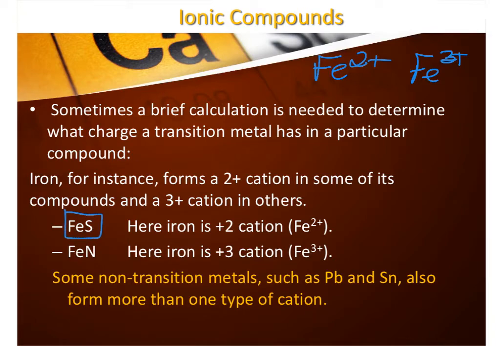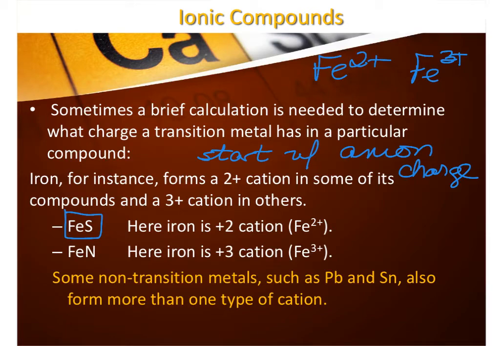So let's say we're given a formula like this. What you always want to do is start with the anion, to determine the charge of the cation. Start with the anion charge because the anion charge is typically known. Remember, it's just the transition metal that has variable charge.